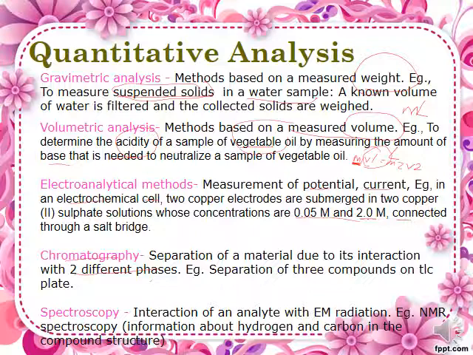The last quantitative analysis is spectroscopy. Spectroscopy normally will use high-end instrumentation. This technique will involve interaction of the analyte with electromagnetic radiation, for example nuclear magnetic resonance spectroscopy, NMR, Fourier transform infrared, FTIR, or UV-visible spectrometer.